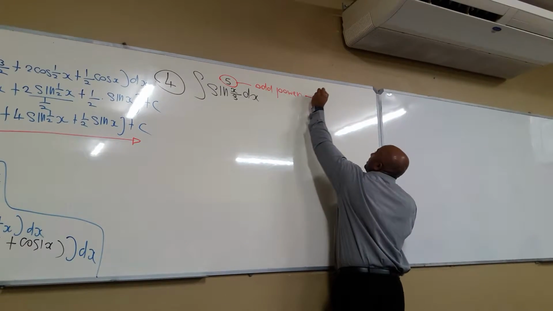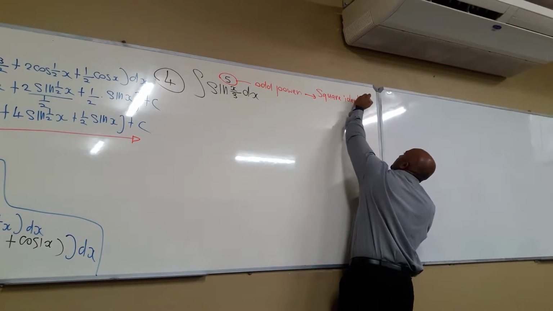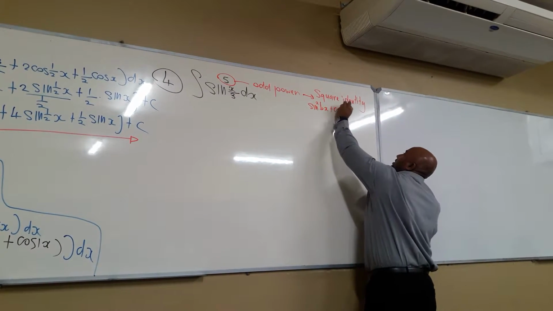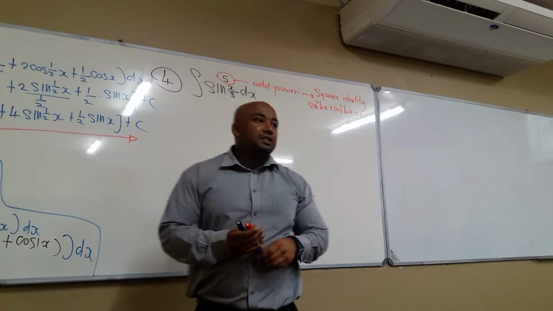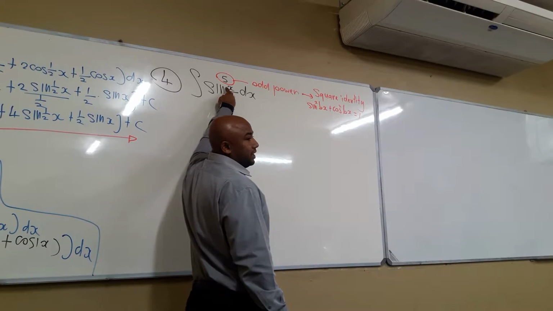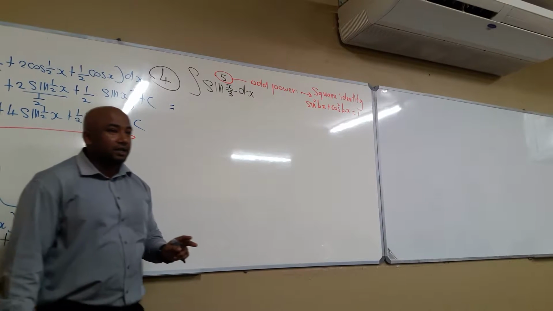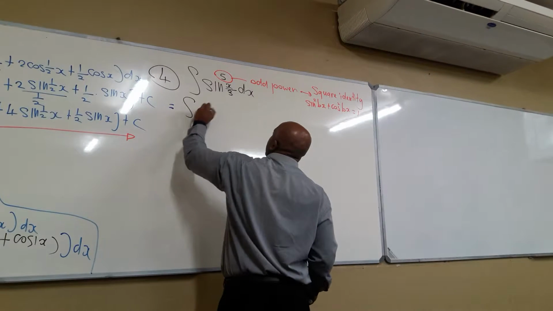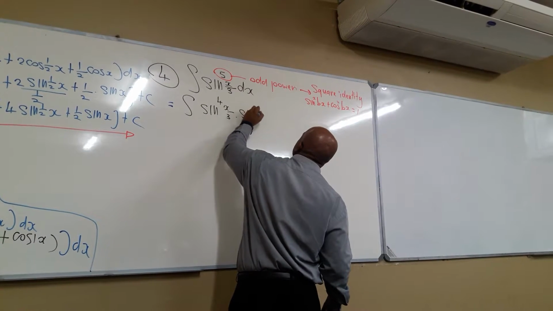We end up using our square identity. Your square identity is sine squared plus cos squared is equal to 1. So how do we get that square identity? Because definitely this is not a square. If you remember from your N5, what do we do to an odd power? Step number 1. We split the odd power. So that will be sine to the power 4 times sine.